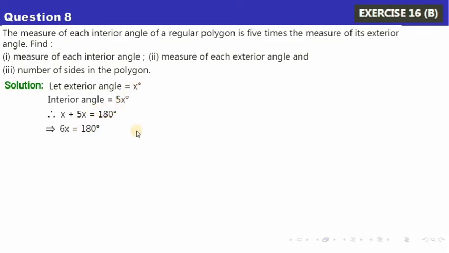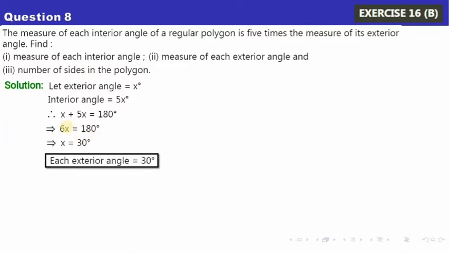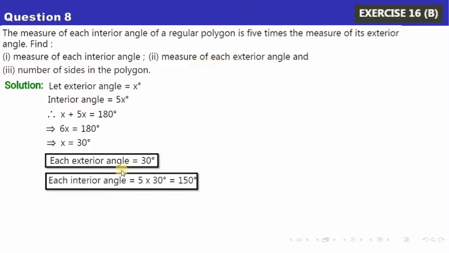So from here let's calculate the value of x. The value of x turns out to be exactly 30. And what is this 30? 30 is my x, which is exterior angle. So that's why we say that each exterior angle will be 30 degree. So this is my second answer. Each interior angle will be 5 into x, which is 5 into 30, which is 150. That means my first answer, that is the measure of each interior angle, is 150 degree.